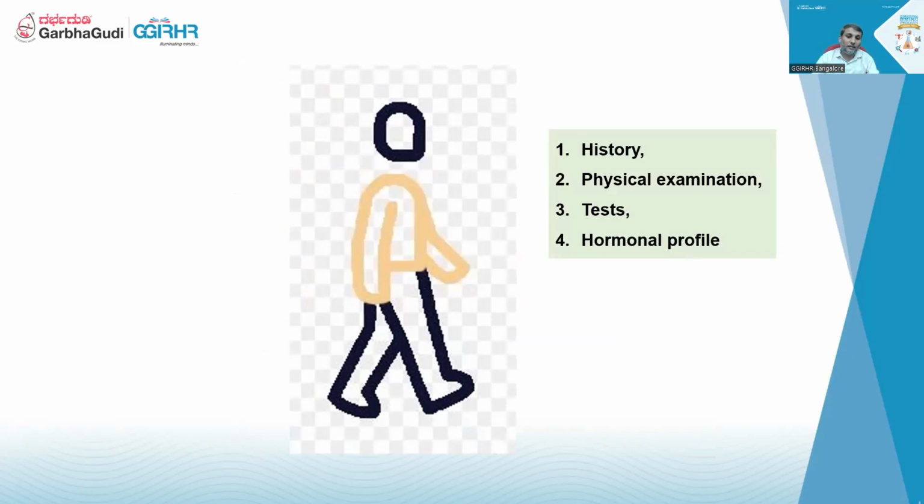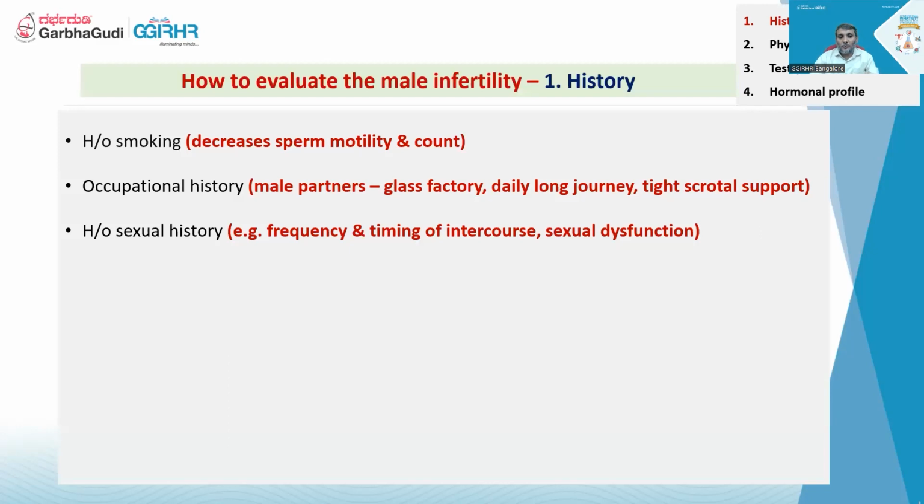You have to evaluate the male patient. Firstly, you have to take the history of the patient. History of smoking is very, very important, because the sperm count decreases. Rarely the count decreases; when a person is smoking, the sperm count is normal whereas the motility is decreased. He will have asthenospermia. All this terminology I'll discuss in the upcoming slides.